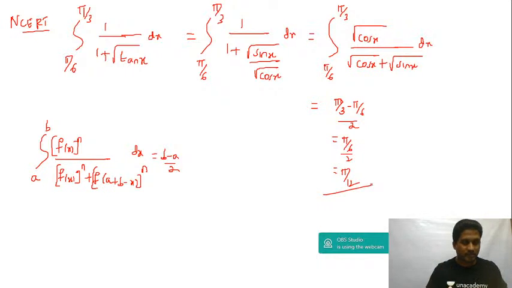Do the normal method. To use this, a to b f of x, change x to lower plus upper minus x. Simplify, you get this answer. The answer will be a direct answer. The shortcut will be b minus a by 2.